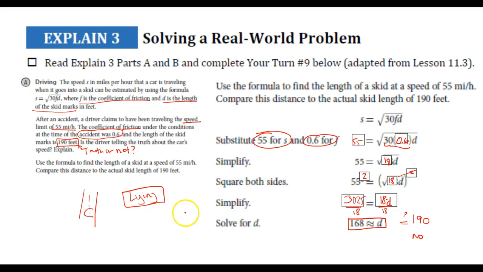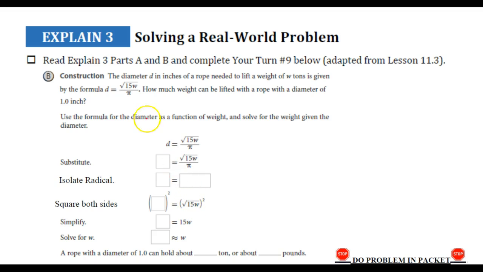Alright, so let's continue on with part B. So here they're giving us a diameter in inches of a rope. So here's my rope. And there's my diameter. Needed to lift a weight. So if I'm going to use this to lift something, I don't know what, but something, is given by d equals the square root of 15w divided by pi. How much weight can be lifted with a rope with a diameter of 1 inch? So here, instead of writing d for diameter, I'm going to write in 1.